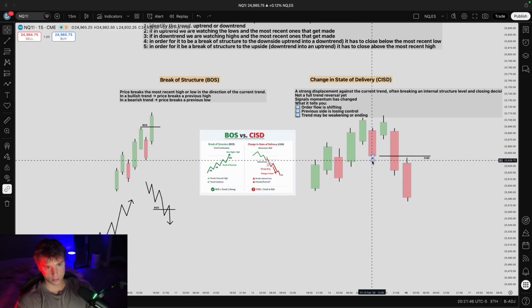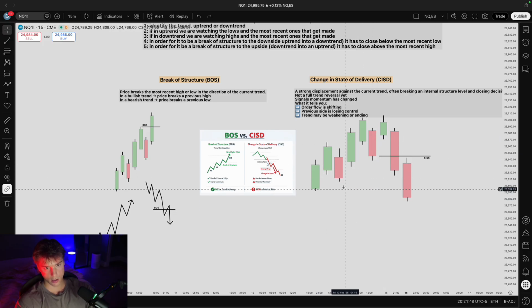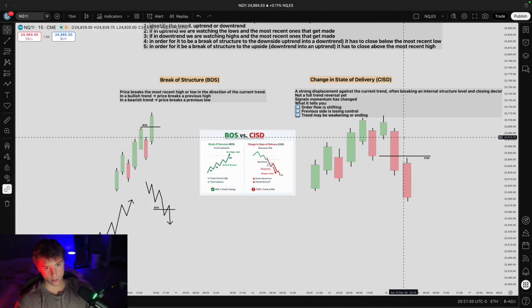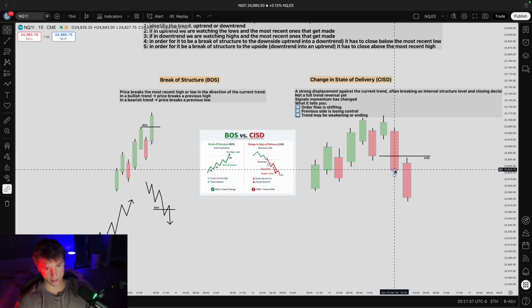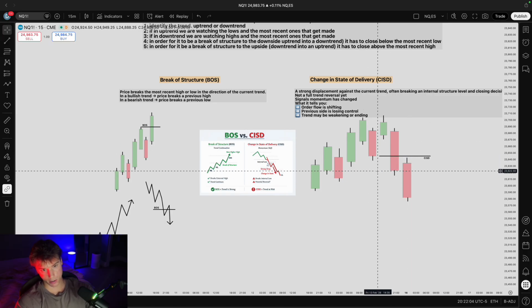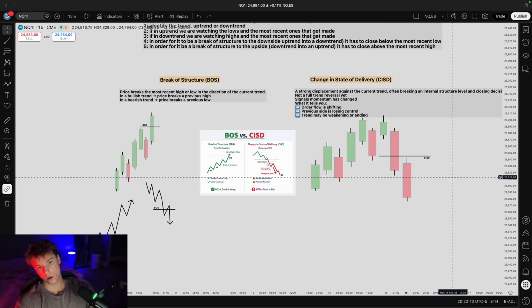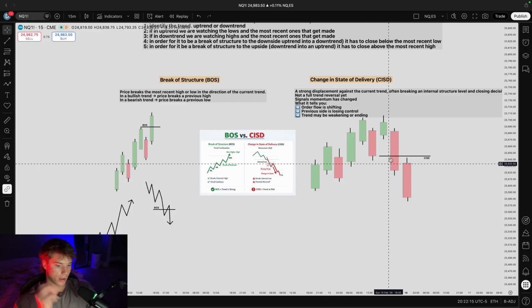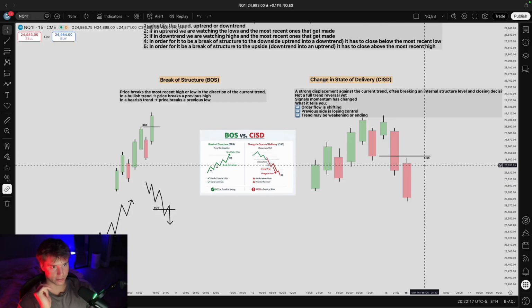So it's going to be a better example right here. We have this low. So high, low, high, low. Bullish trend. This candle closes. That's the important part. The candle has to close below this low to have a change in state of delivery. See how this body ends below this candle's wick, that is what a change in state of delivery is. Once that candle closes below this low, that's instant. That is your change in state of delivery.